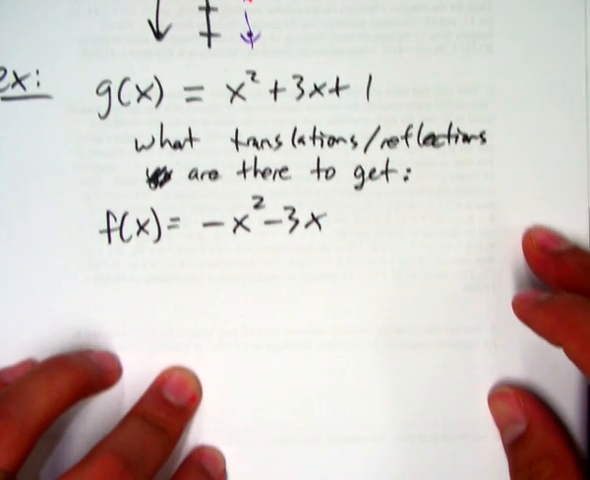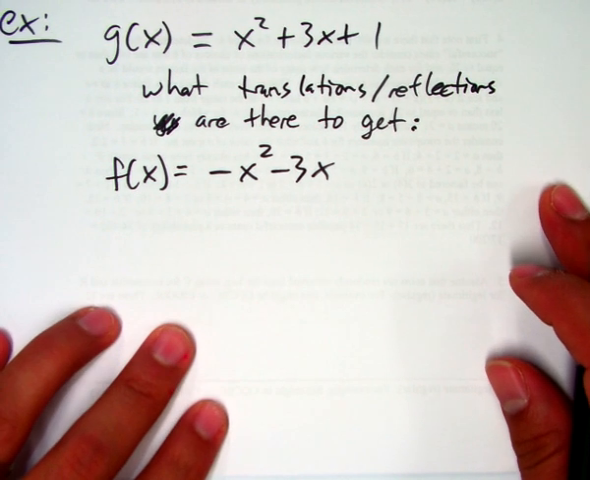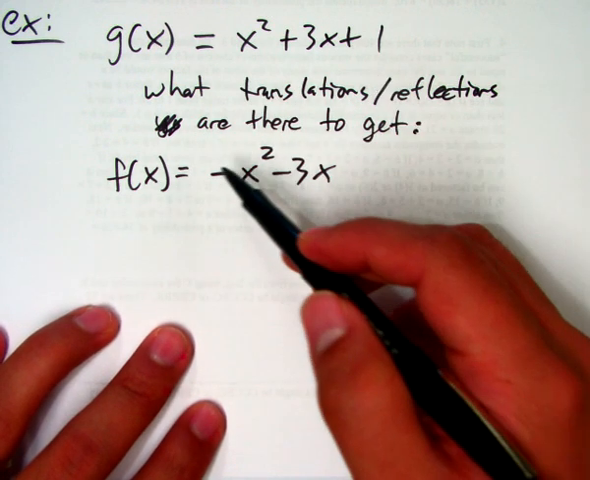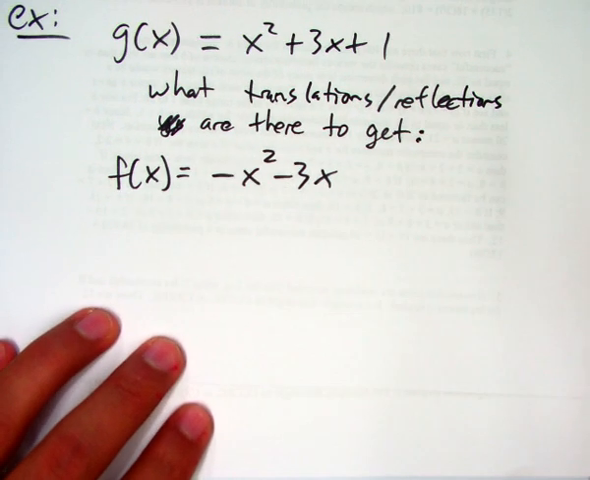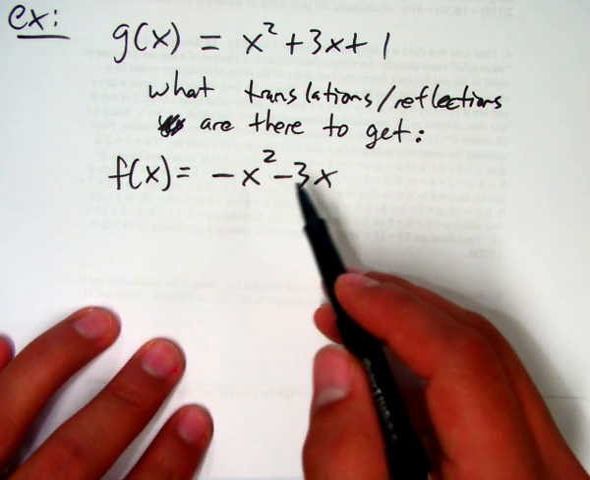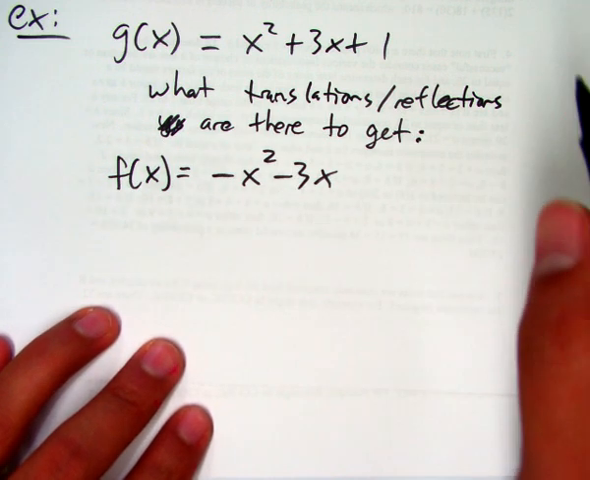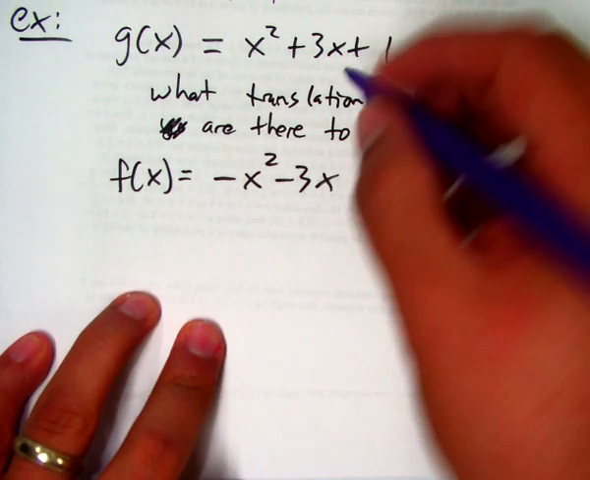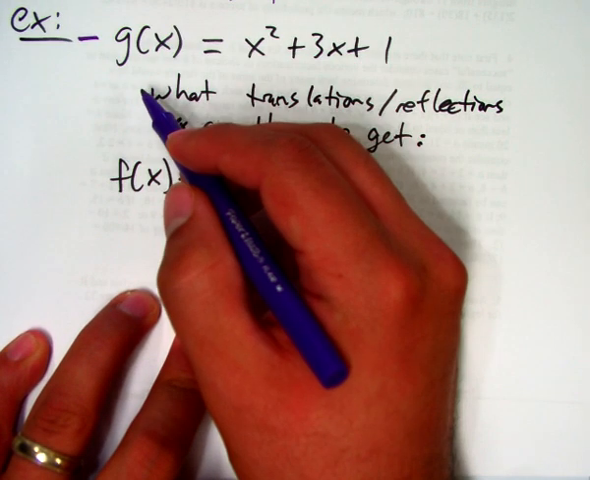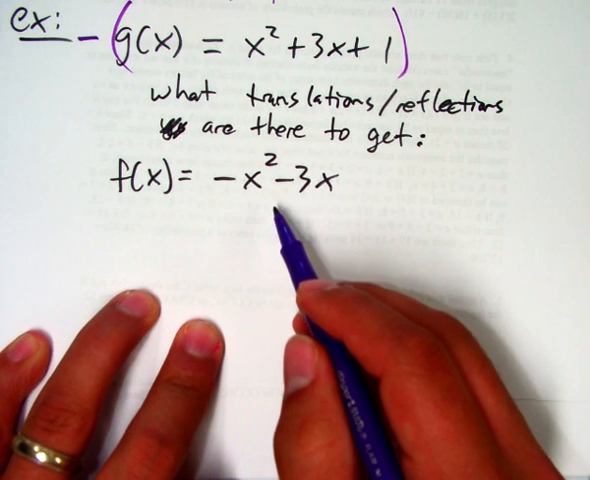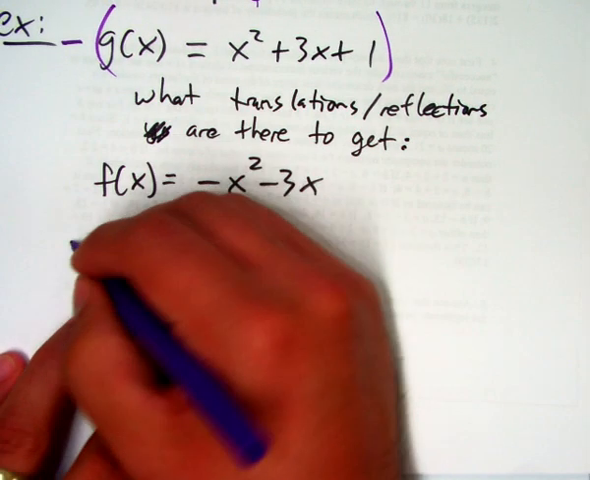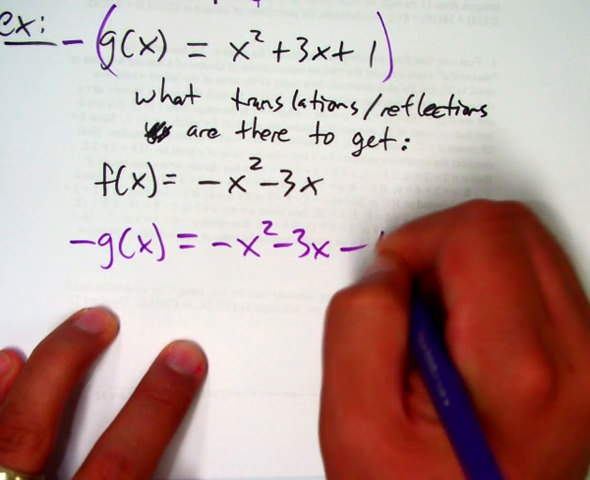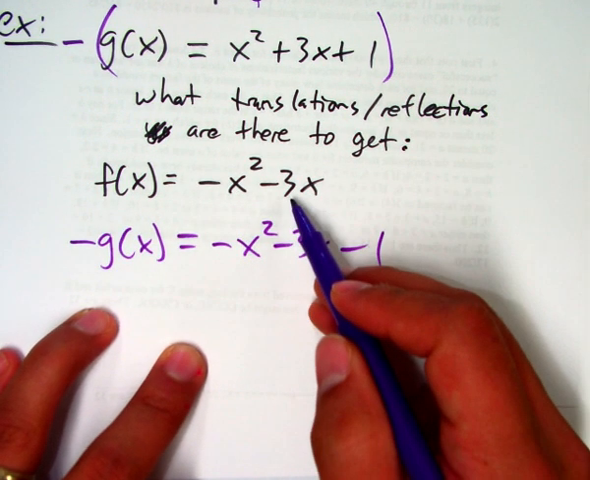Okay, so here's what I would do if I saw something like this. We don't have to graph it. I mean, obviously we can take our graphing calculator, plug that in, and you'll see what's going on. Algebraically, you can kind of see that there was a negative applied to the whole equation, because that's how we got, so let me write that down. Minus g of x equals negative x squared minus 3x minus 1. So now we're getting really close to what f of x is.